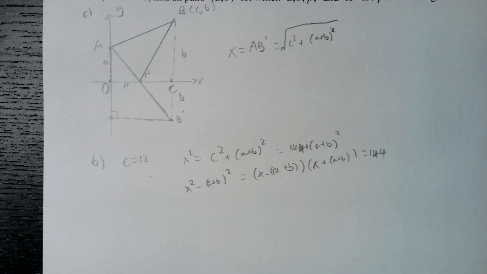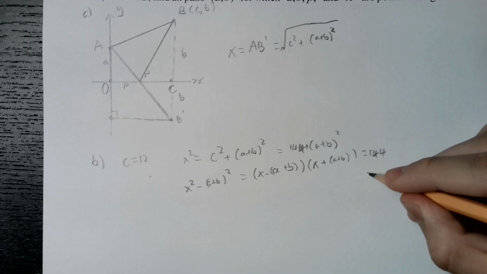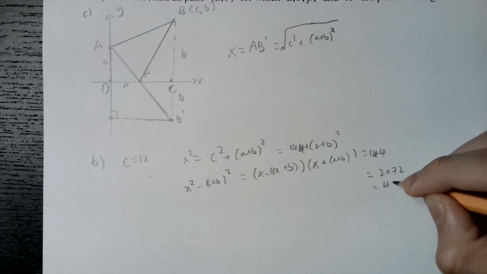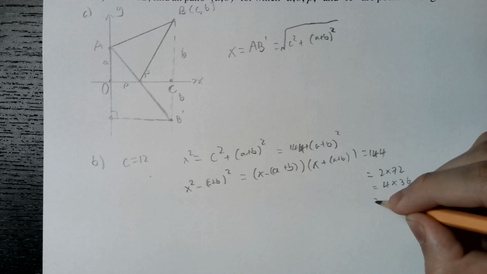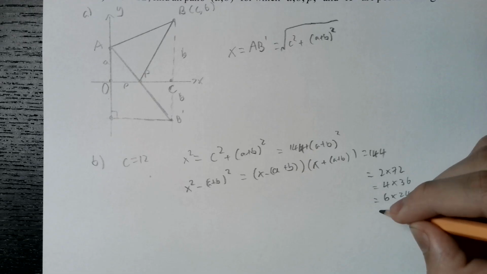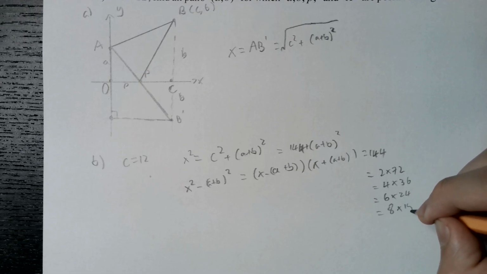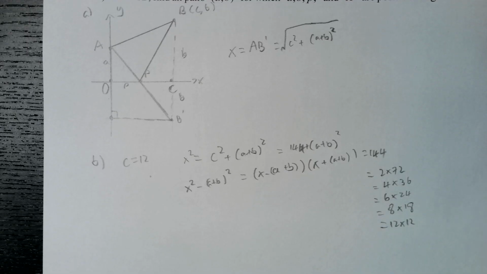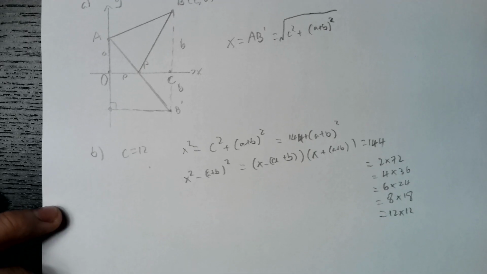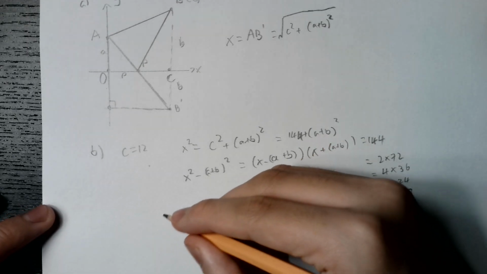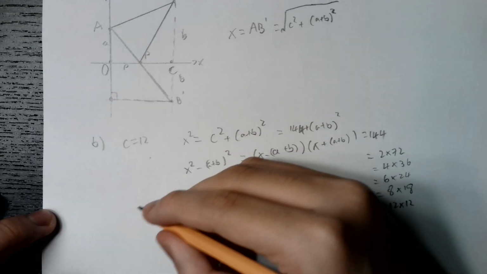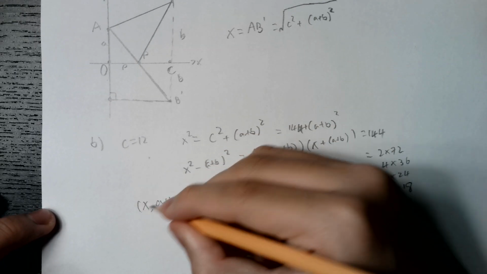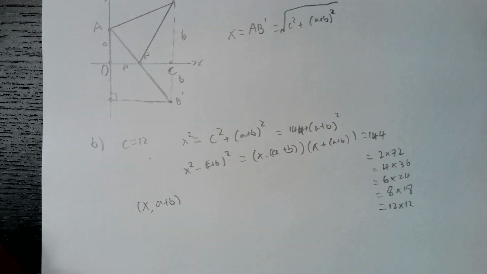So now we know that 144 can be equal to 2 times 72, 4 times 36, 6 times 24, 8 times 18, or 12 times 12, right? And so this means I can write out a little table here with x and a plus b, but not really a table, I'll write it in brackets. We can see here the relationship between x and a plus b.